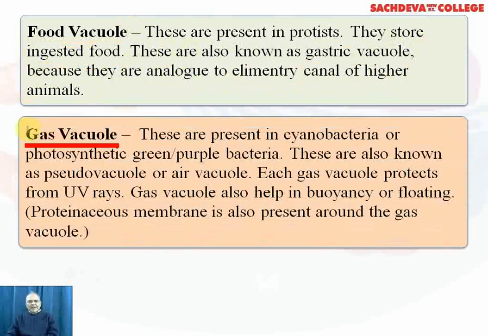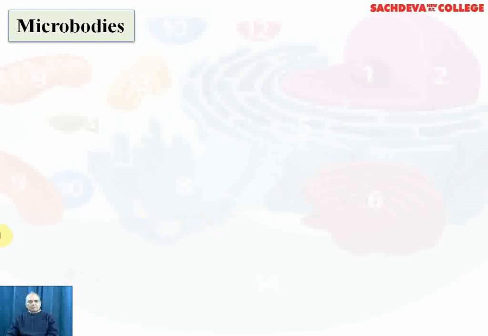Gas vacuole. These are present in cyanobacteria or photosynthetic green or purple bacteria. These are also known as pseudovacuole or air vacuole. Gas vacuole protects from UV rays. Gas vacuole also helps in buoyancy or floating. A proteinaceous membrane is also present around the gas vacuole.